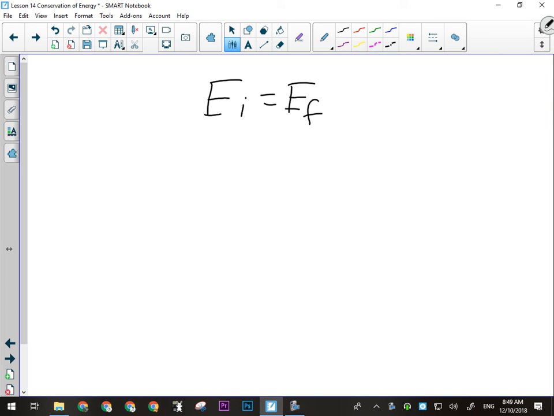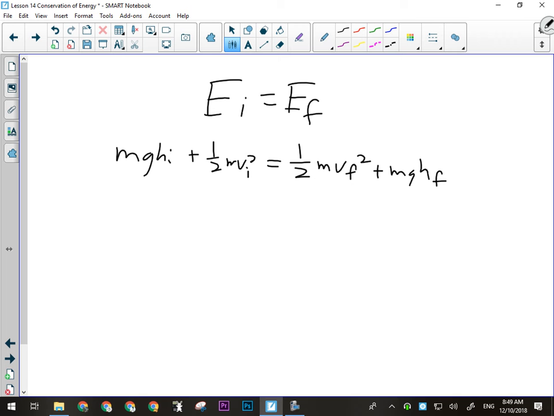Okay, so that's what we talked about last week, and we said that that could mean the mechanical energy initial, which is the potential plus the kinetic, will equal the mechanical energy final. So we remember we calculate mechanical energy by adding the two types, and then we can solve for whatever it is we're missing.